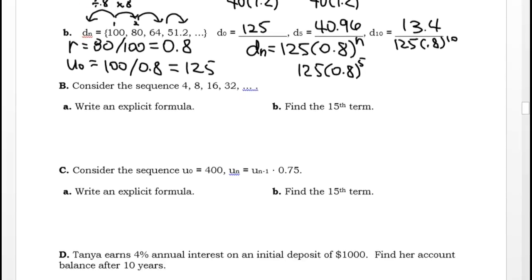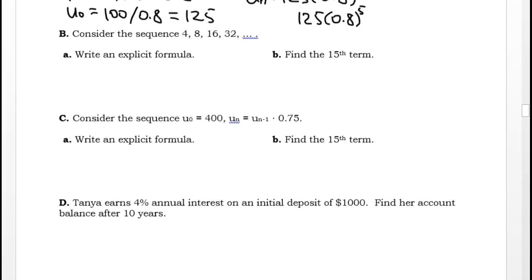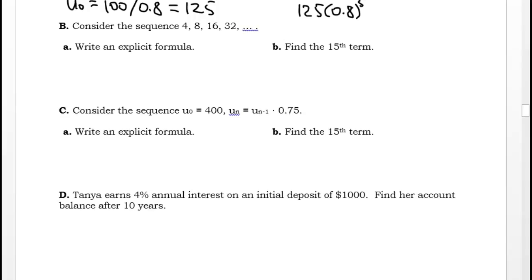Continuing on, consider the sequence 4, 8, 16, 32. Write an explicit formula. So for an explicit formula, I need two things. I need the 0 number, and I need the ratio. So I'm going to calculate the ratio first. I want to figure out what am I multiplying by every time I move up this list. And if it's not super obvious, we can take the second number, divide it by the first number, and see that it's multiplying by 2 every time.